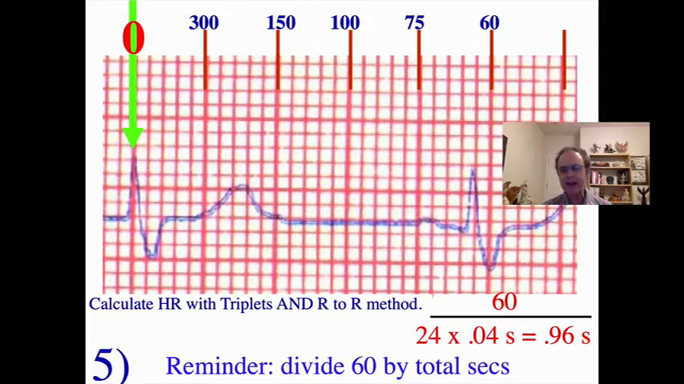You do the calculation, class. 60 divided by 0.96. What are we getting? 63 beats per minute. We're always getting beats per minute, class. Reminder, divide 60 by total seconds. That's what you always do for heart rates. Divide 60 by total seconds with the R to R method.